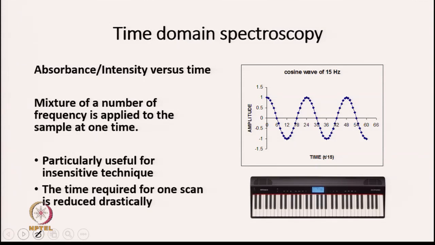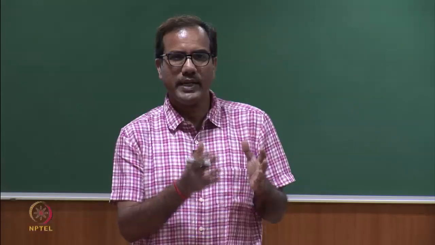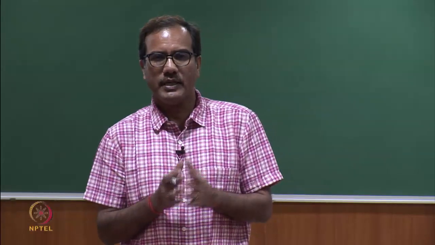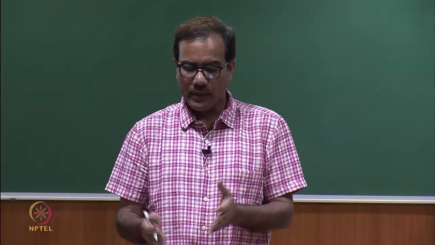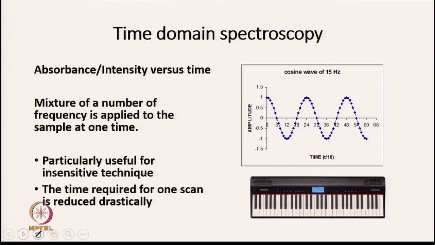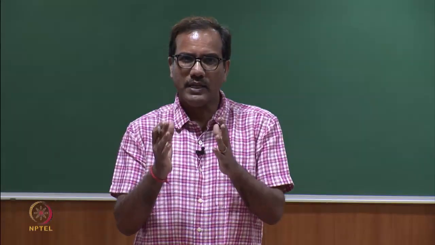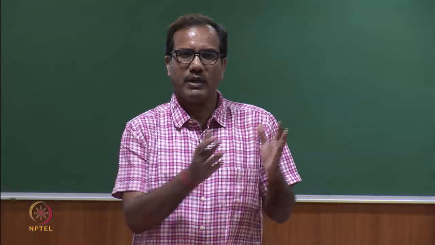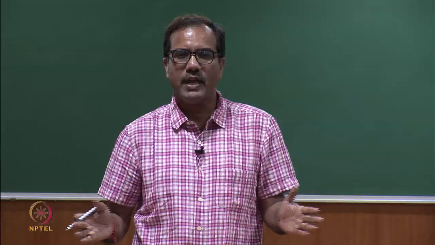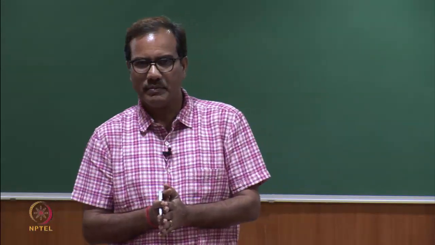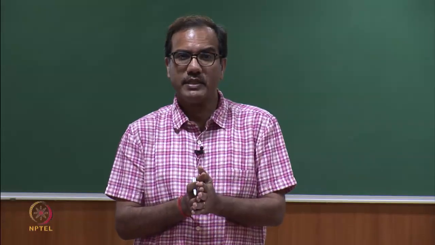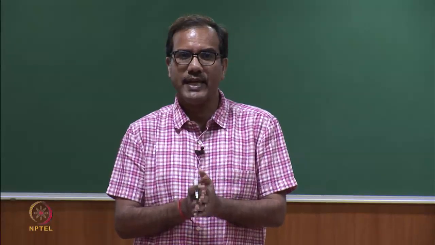Now, let us go to time domain spectroscopy. This is the spectroscopy where you look at absorbance or intensity versus time. It is generally used for low sensitivity spectroscopy. In contrast to frequency domain spectroscopy, you press all the keys at the same time. So, you are supplying a mixture of a number of frequencies, or the sum of different frequencies, to the sample at one time. This is particularly useful for insensitive techniques, because the time required for one scan is reduced drastically.